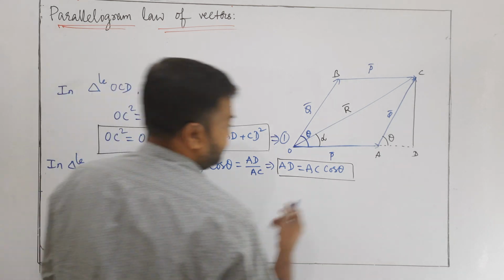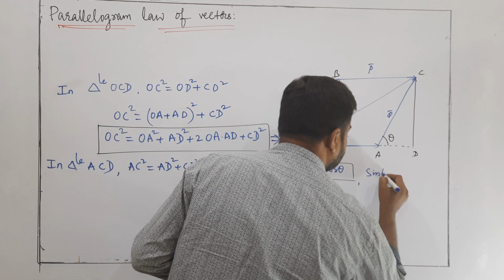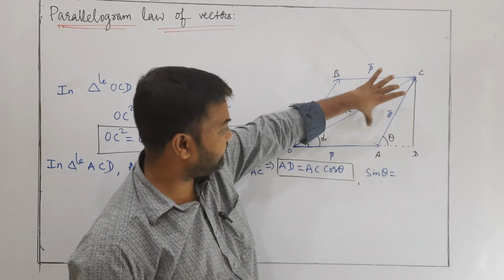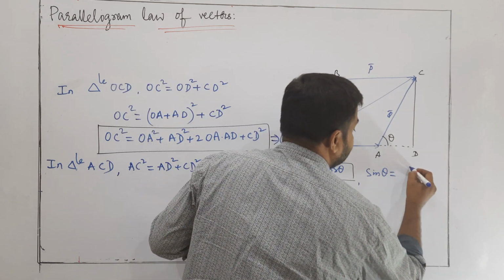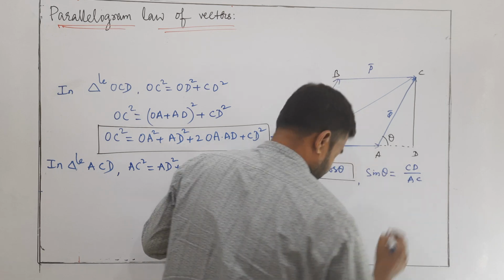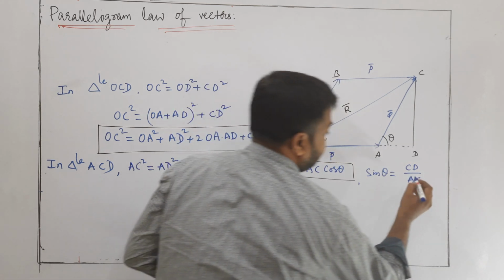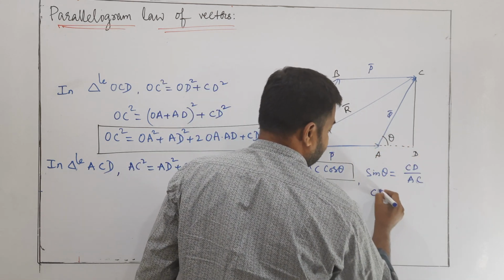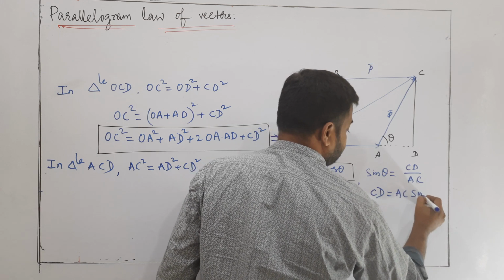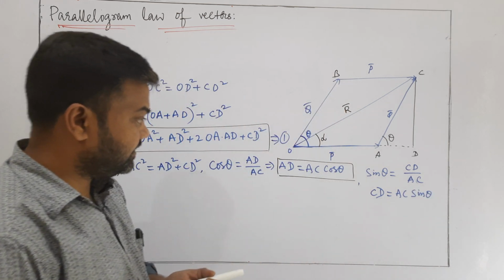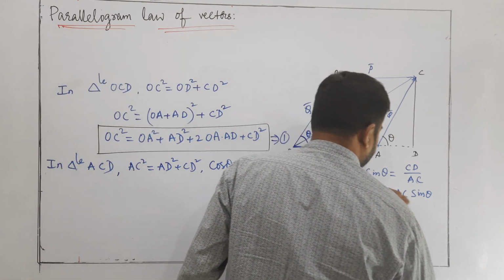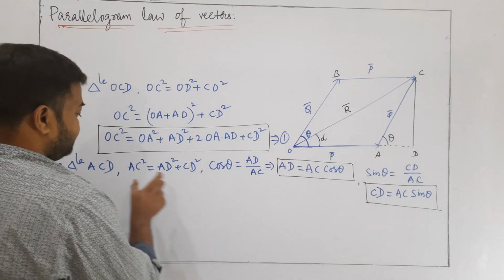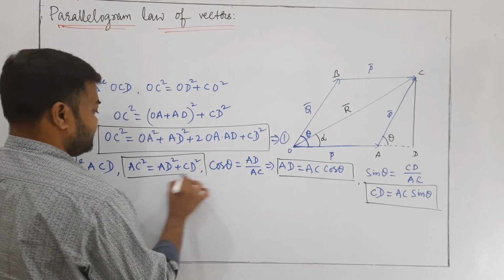In the same way, we can also find out sin theta. Sin theta means opposite side by hypotenuse. What is the opposite side? CD by AC. If you cross multiply, we write CD is equal to AC sin theta. So CD is equal to AC sin theta, AD is equal to AC cos theta, and AC square is equal to AD square plus CD square.